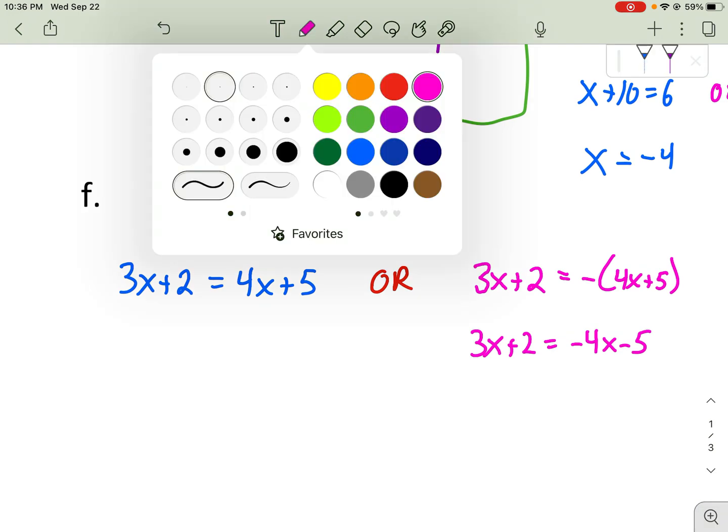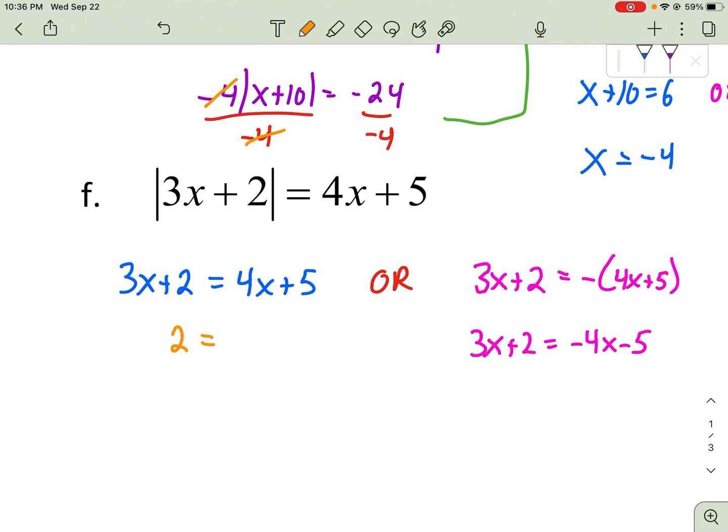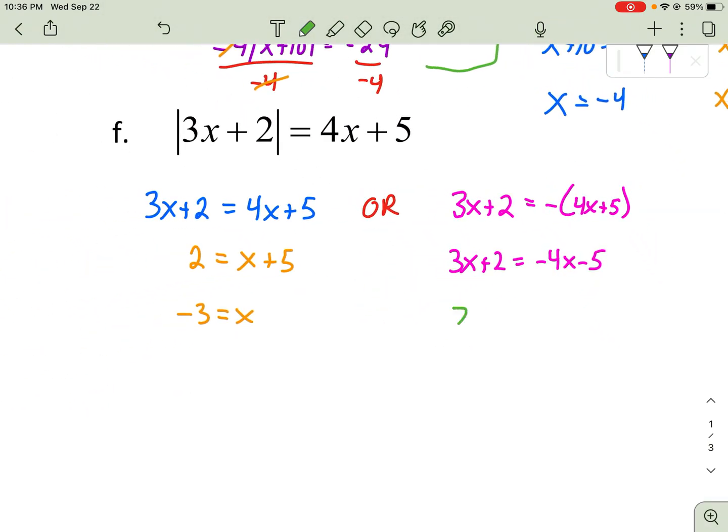Okay, solving the blue one. I'm going to actually subtract 3x here. So my x stays positive, so I get x on this side plus 5. Subtract 5 and you get negative 3 equals x. And then doing the pink one, I'm going to add 4x, give me 7x plus 2 equals negative 5. Subtract 2 and you get 7x equals negative 7. And divide by 7, you get x equals negative 1. So now we have x equals negative 3, x equals negative 1.